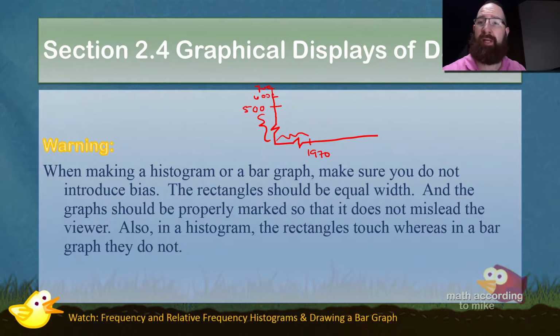Well, easier to read, but you have to be careful because it could introduce a bias, which again means that some data, or the data is being misrepresented. I think that's the best way of saying it. All right, we got two videos, frequency and relative frequency histograms, that's one video, and drawing a bar graph, that's another video.